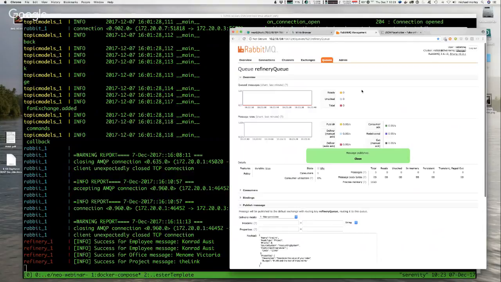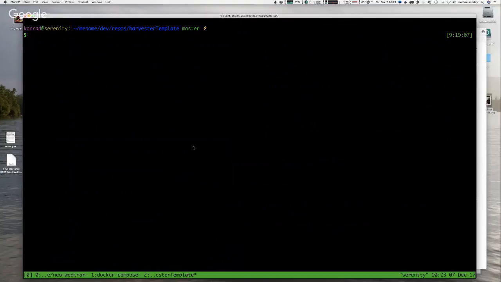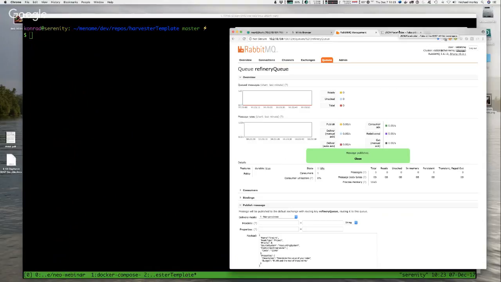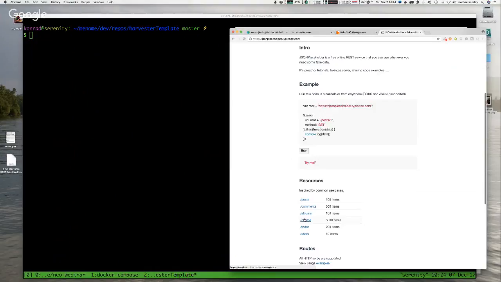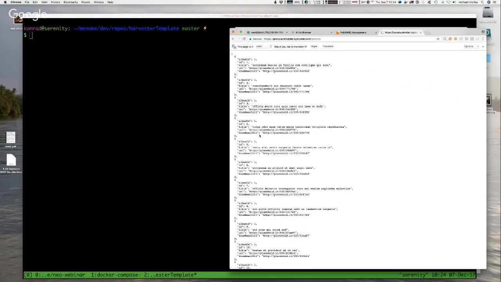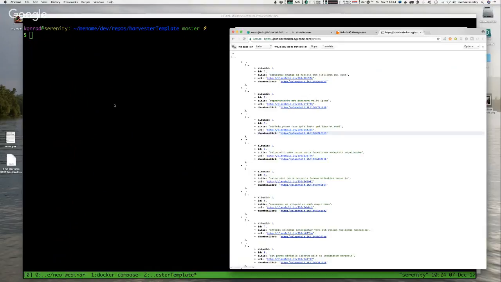So I've built a demo bot. This is a harvester bot, just as you'd see in a corporate environment that you'd write for a CRM or an HR system, except this one goes to a nice little service called JSON Placeholder. JSON Placeholder is a set of fake data, mostly lorem ipsum, with some correlated IDs between all the different types of data that it surfaces. So I built this little bot, which I can now run.